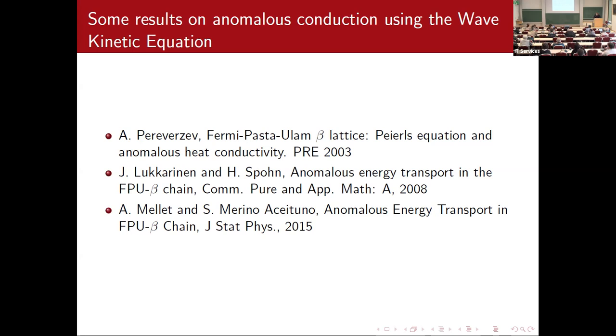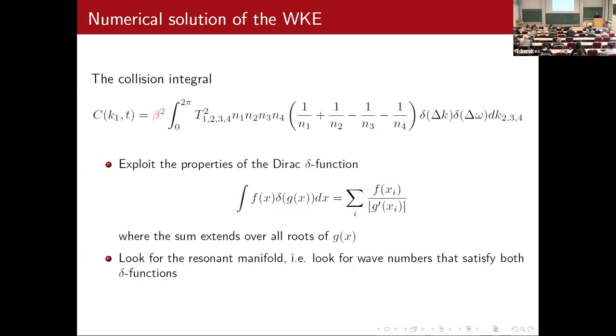By the way, they're different, but they are consistent. In Mellet and Merino-Aceituno, they derive a macroscopic equation from a wave kinetic equation, and they get some fractional diffusion equation. And Lukkarinen and Spohn look for the anomalous conduction in some limit of small perturbation to equilibrium, to equidistribution of energy.